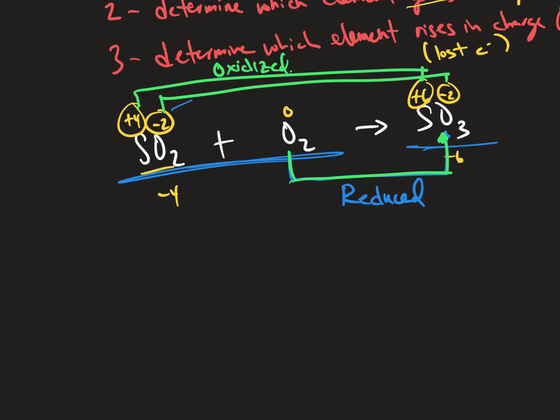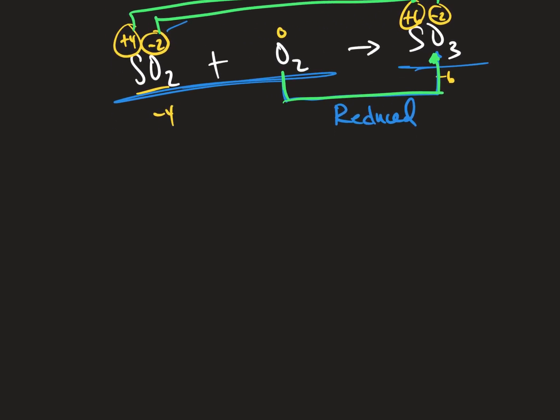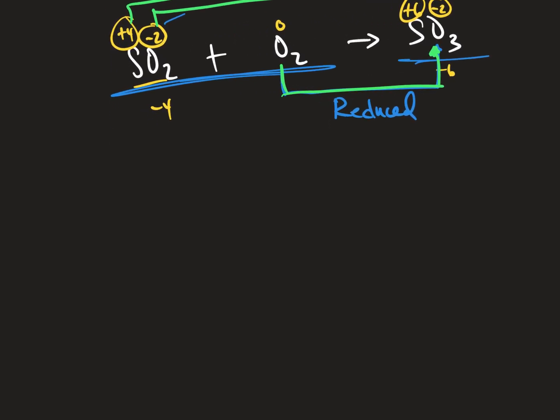Did you want to do one of these together? Actually, there's 8 of them, not 4. Can you do the first one on the top left-hand corner? H2 plus Cl2, this one right here, gives us HCl.